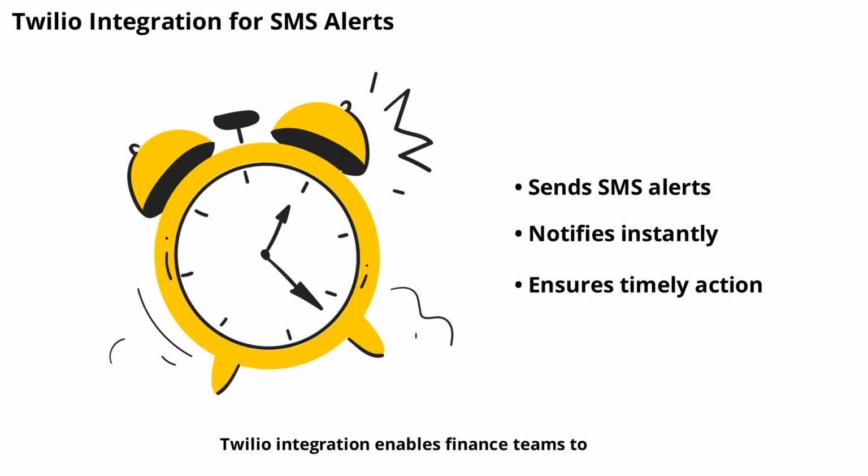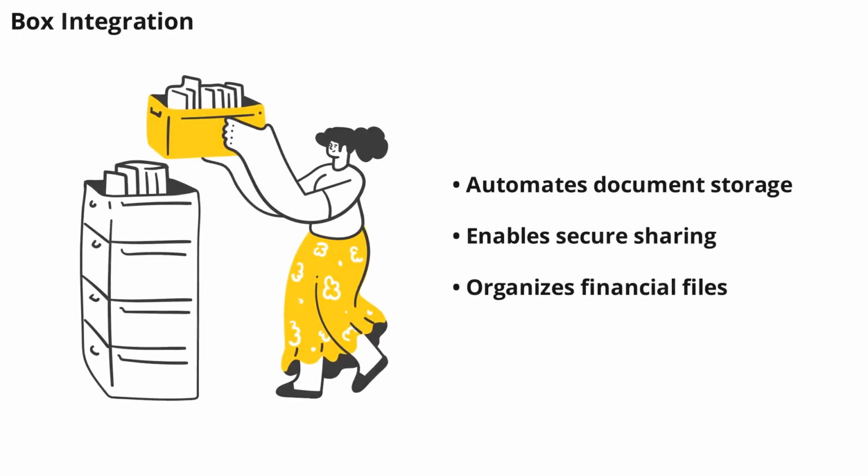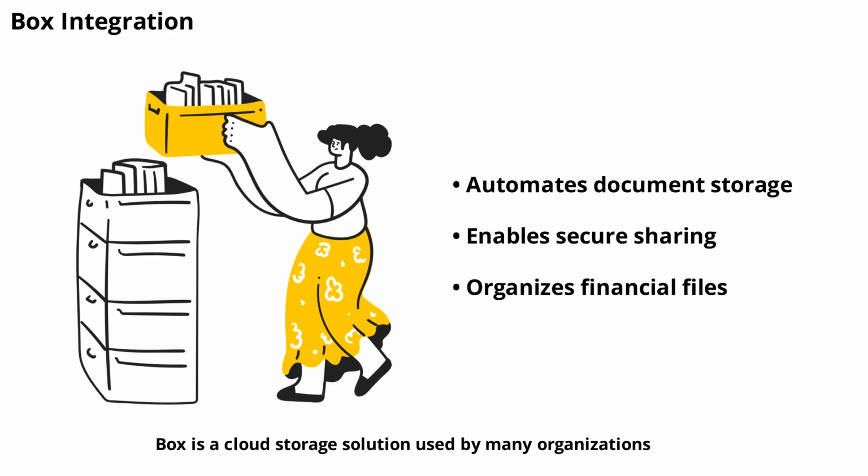Twilio integration enables finance teams to send SMS alerts for critical financial events, such as payment due dates or approval requests. Power Automate can trigger these messages automatically, ensuring that important information reaches the right people instantly, even when they're away from their desks.